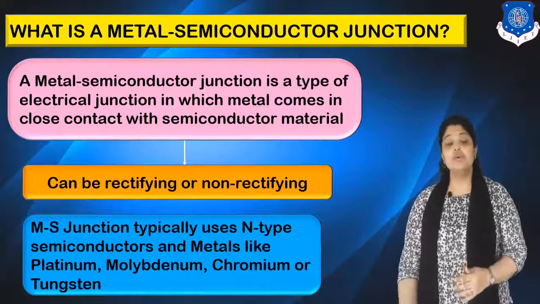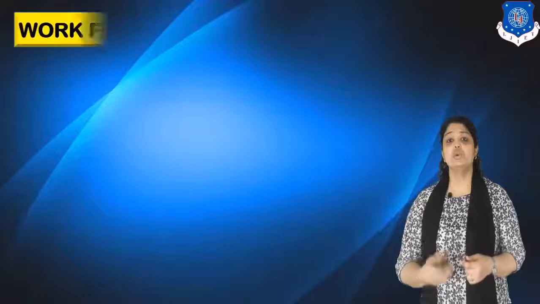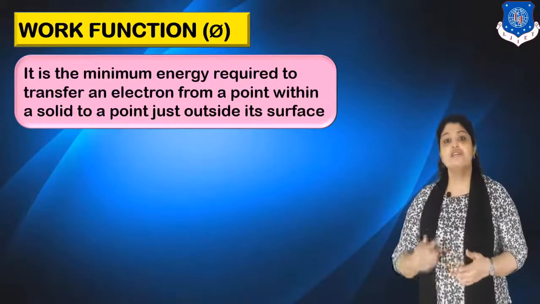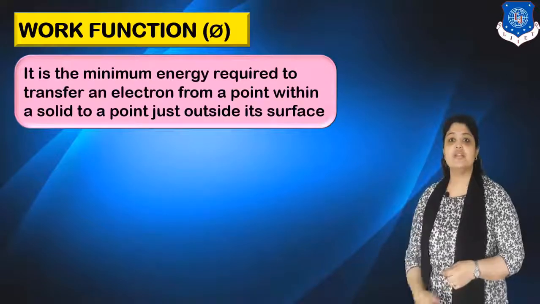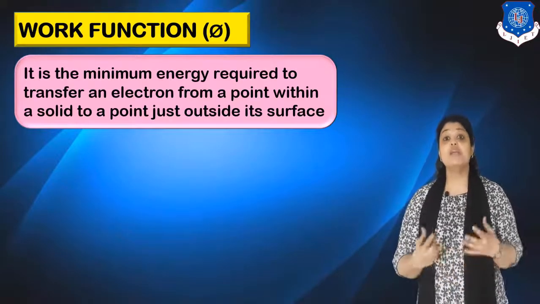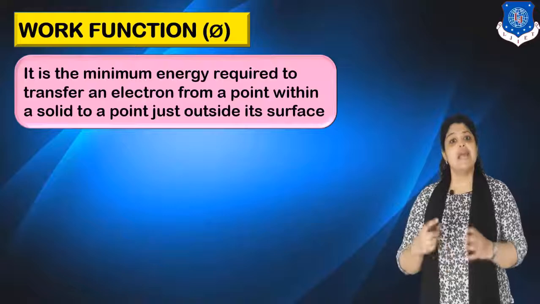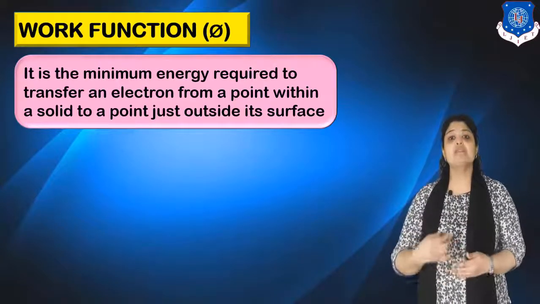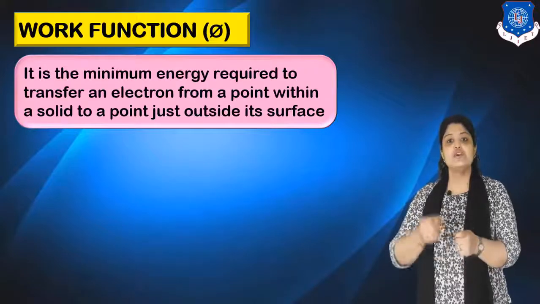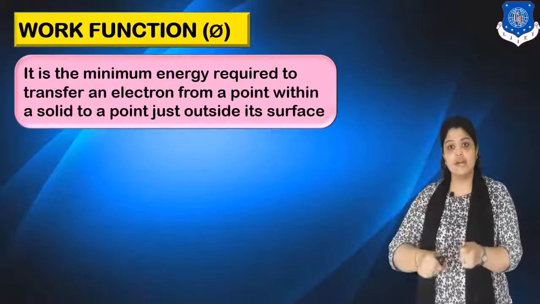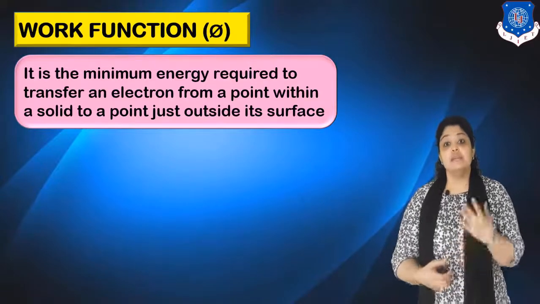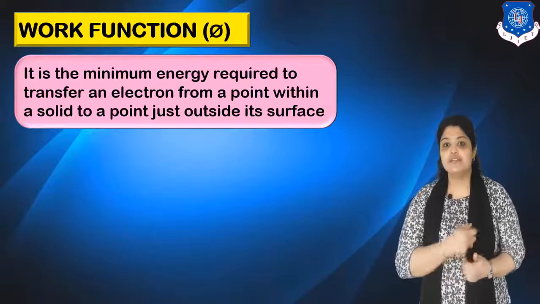Before I move on to the categories of metal semiconductor junctions, let us discuss two important terms related to this topic. The first of them is known as work function, which is denoted as phi. What do you mean by work function? It is actually denoting a type of energy only. It is the minimum energy required to transfer an electron from a point within a solid to a point just outside its surface. That minimum energy is known as work function.